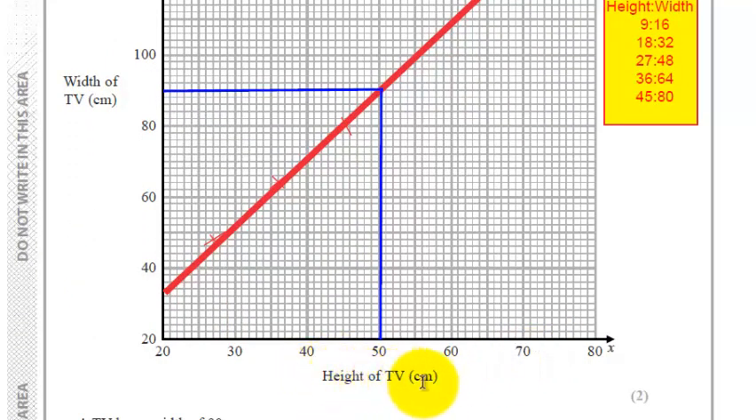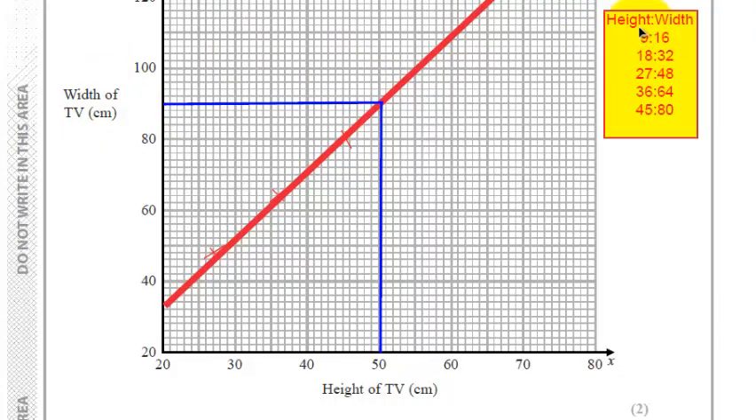So we can see here the x-axis is height of TV and the y-axis is width. Now we were given that the ratio of height to width is 9 to 16. So if a TV is 9 centimeters high, it is 16 centimeters long. Now I could plot that, but the x-axis, the height, doesn't go below 20, so I can't plot the 9. So what I need to do is find equivalent ratios to 9 to 16 that I can plot.